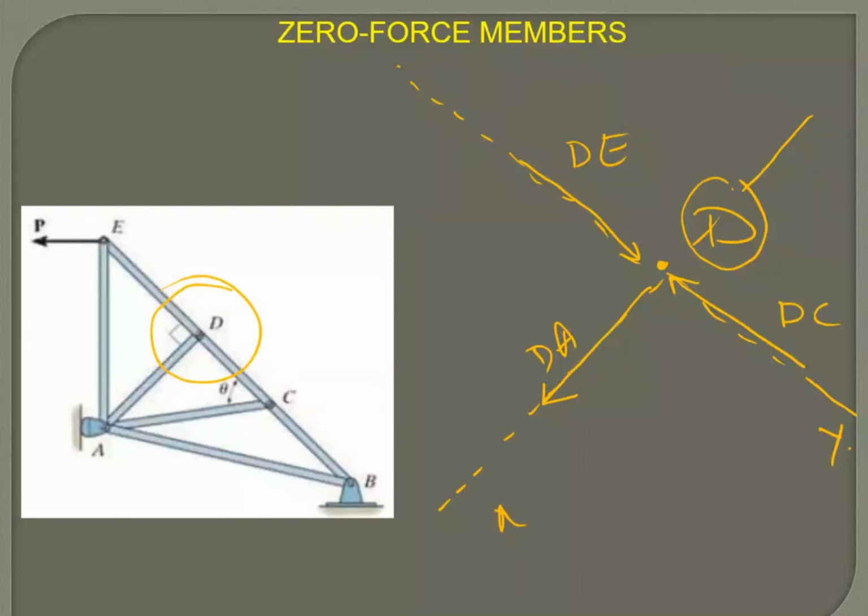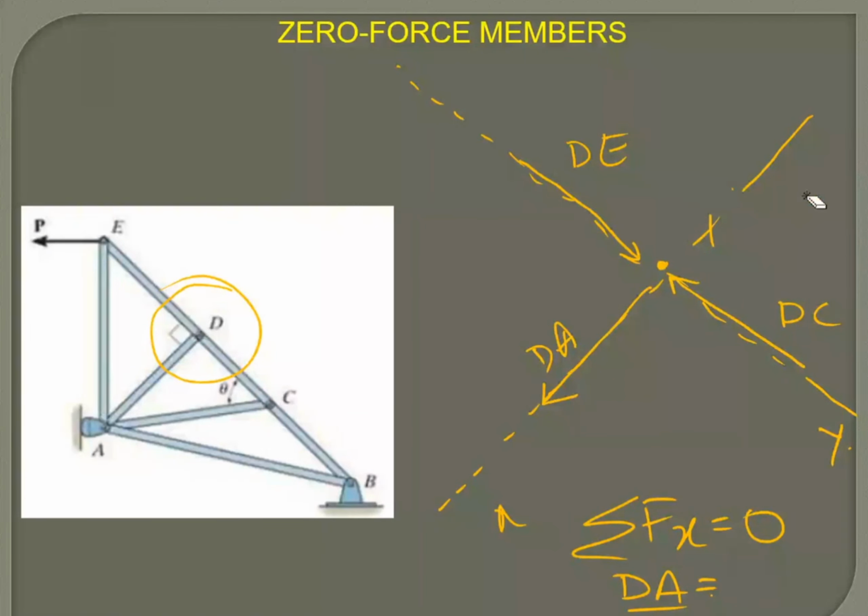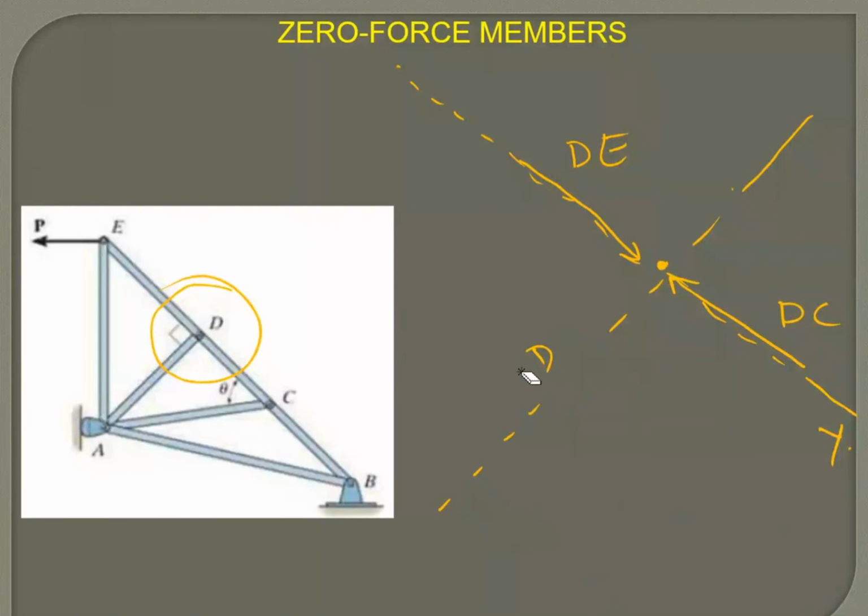I'm just writing abbreviations, they're not vectors, so don't follow the arrow. Now I want you to do sum of all the forces along x-axis and tell me what is the value of member DA. Zero. It's zero. Sir, how is it zero? Doesn't make sense.